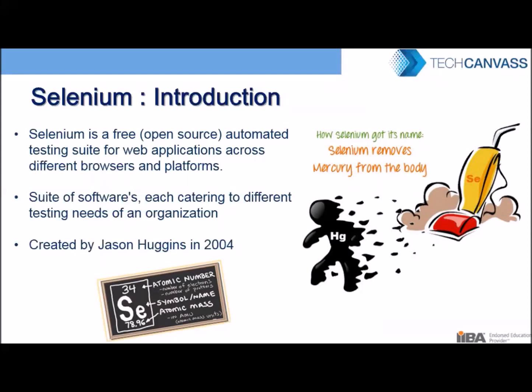The founder of Selenium, Jason, thought like we want to remove QTP from the market. So we want to remove Mercury Interactive from the market. For that, we will bring Selenium, the antidote of QTP. So that's why the name is Selenium.